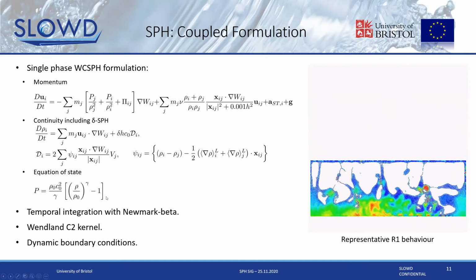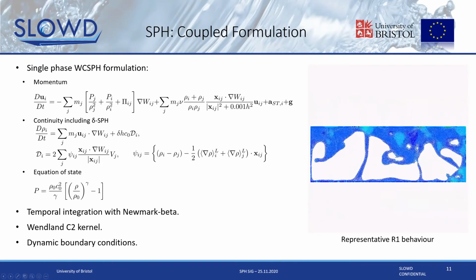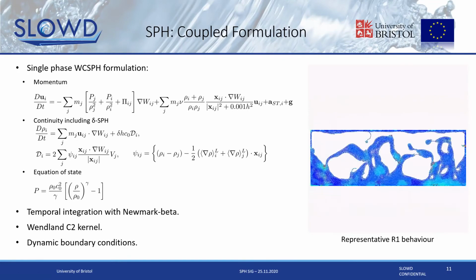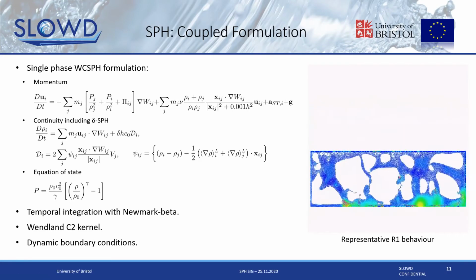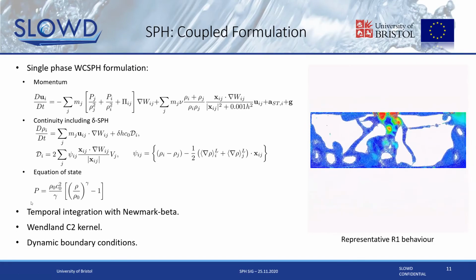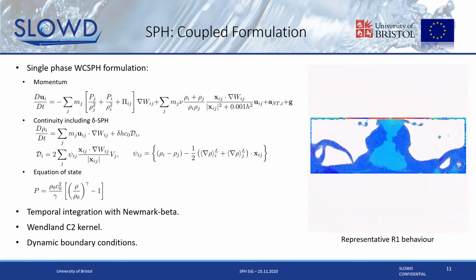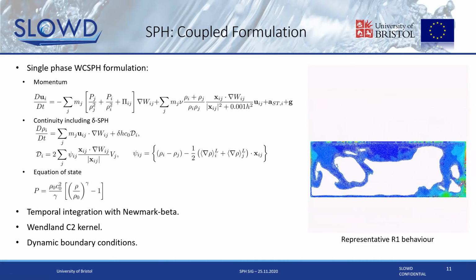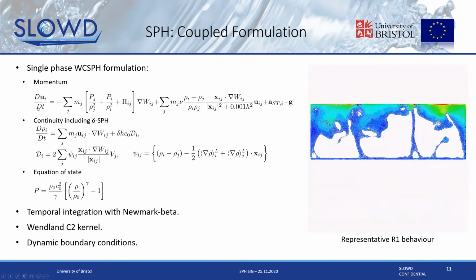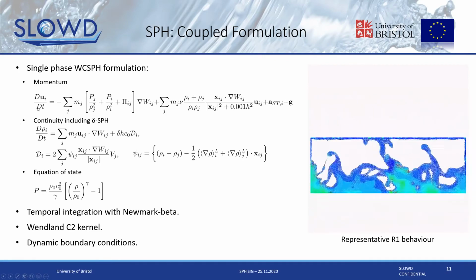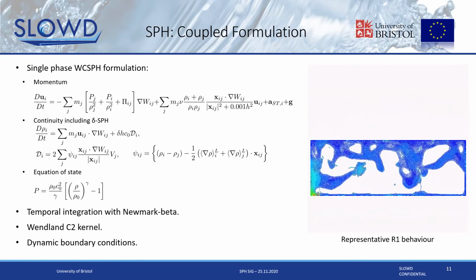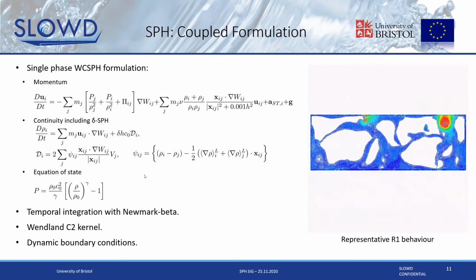Equation of state is fairly standard, but we use Newmark integration to march in time. This is just using fixed point iteration, marching the particles forward until they're converged at the next time step. We use a C2 kernel, and we also use dynamic boundary conditions. To calculate our hydrodynamic force acting on a structure, we essentially take the effective accelerations between the fluid particles and the boundary particles, multiply that by the boundary mass, and that gives us our hydrodynamic force acting on the structure.